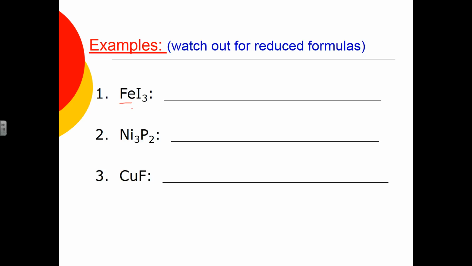I'm going to go ahead and name these. Name the first element, iron. Now iron is going to need a Roman numeral, so I'm going to go ahead and put a parenthesis here for the Roman numeral, a holding spot. We'll come back to that in a second. But you still continue to name the second part the same way. Iodine changes to iodide, I-O-D-I-D-E. Root name plus "ide," still.